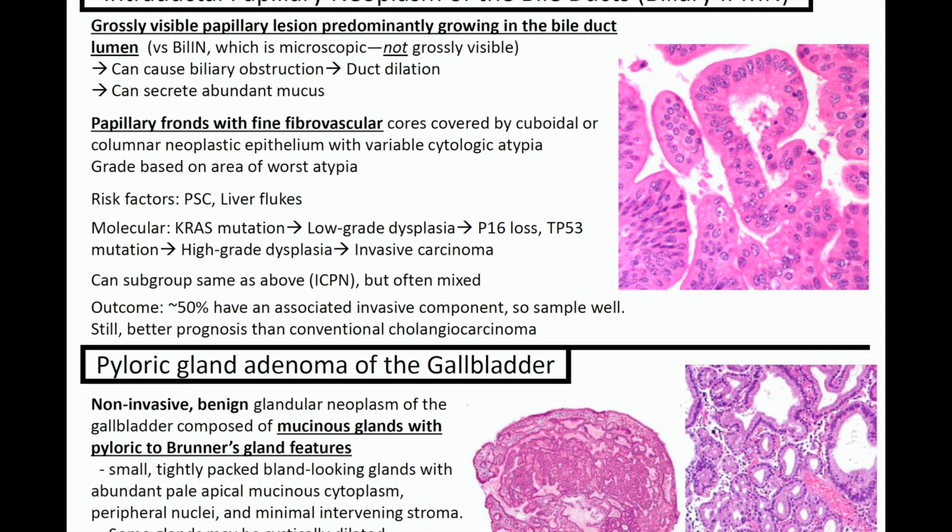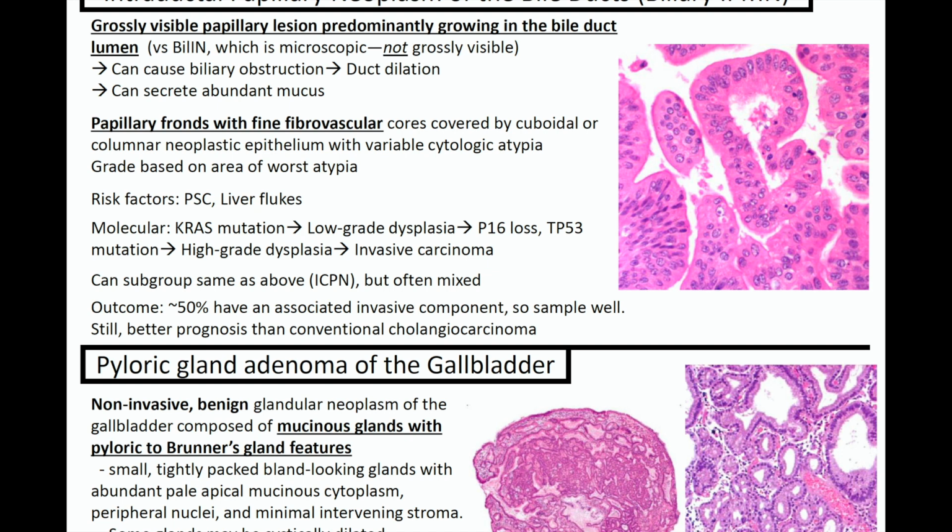So some risk factors for an intraductal papillary neoplasm of the bile duct are primary sclerosing cholangitis, liver flukes, and others. Molecularly, it is going to have KRAS mutation leading to low-grade dysplasia, which can have P16 loss, TP53 mutation, which can lead to high-grade dysplasia and invasive carcinoma. So there's a couple molecular pathways, KRAS and TP53. You can subgroup the same as above in the ICPN, but they're often mixed.